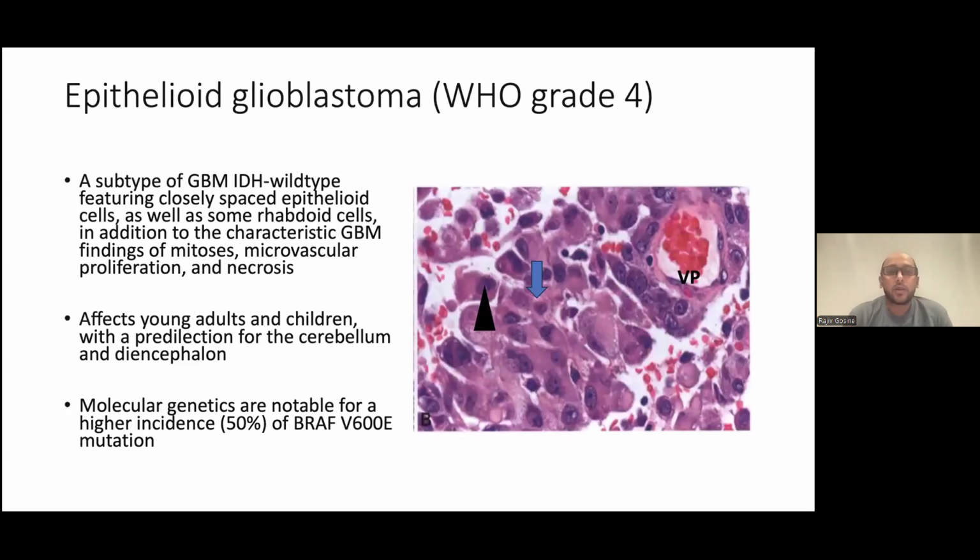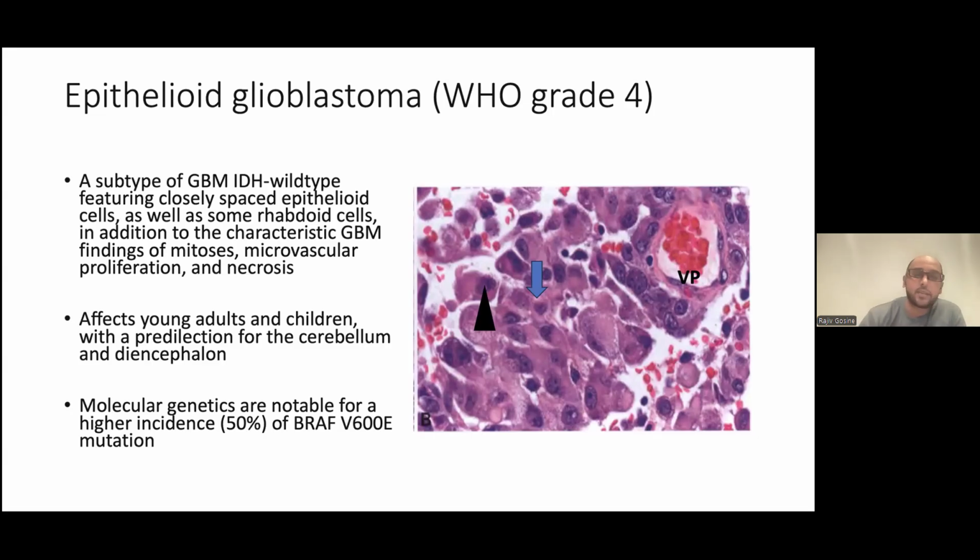The epithelioid glioblastoma, which is the last type, is the subtype of GBM that features closely spaced epithelioid cells, as well as some rhabdoid cells, in addition to the characteristics found in GBM, such as mitoses, microvascular proliferation, and necrosis. It can affect a younger population and is one of the types that you can still see in children, with a predilection for the cerebellum and the diencephalon. Molecular genetics are notable for a high incidence of the BRAF V600E mutation, which we discussed in craniopharyngioma.